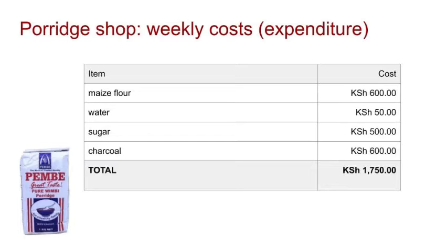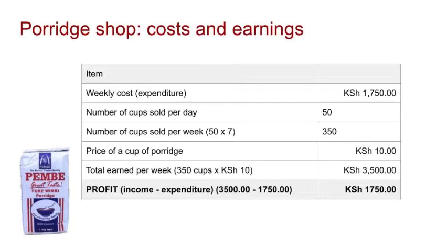So that was all about costs, all about expenditure, all about money going out, things we need to purchase, things we need to buy. On this slide, you will see that the first line is 1,750 shillings. So that's the weekly cost. I'm assuming here that we have already set up our business, we've already bought our cups and everything else, and now the business is running. Our weekly cost is going to be around 1,750 shillings.